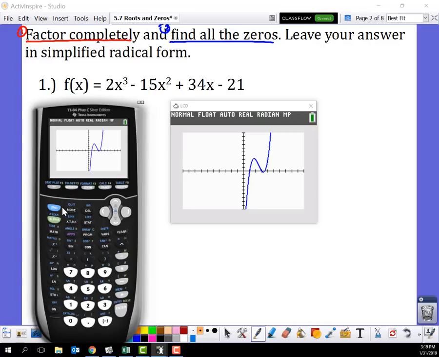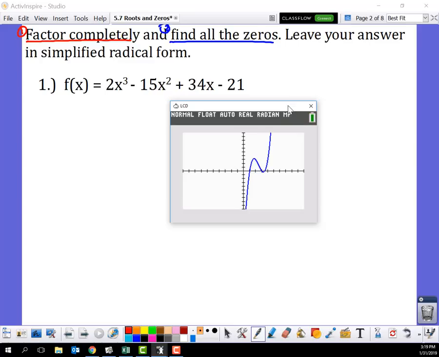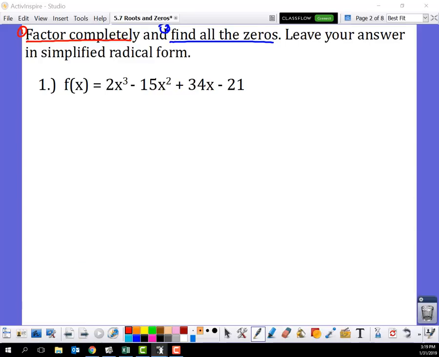Now the calculator could actually do that work for you, but I'm going to show you how to use synthetic division to get that as well. So let me minimize this for just a minute. Here's what we learned from our graph: we have two zeros, x equals 1 and x equals 3, as two of our zeros.